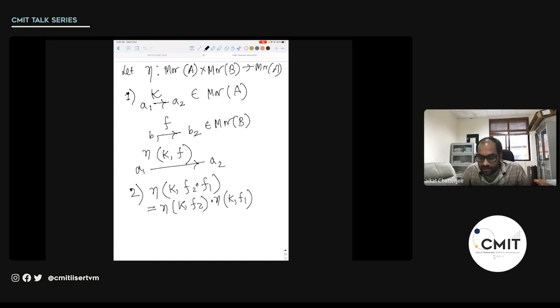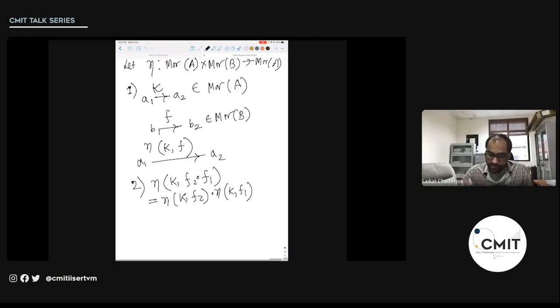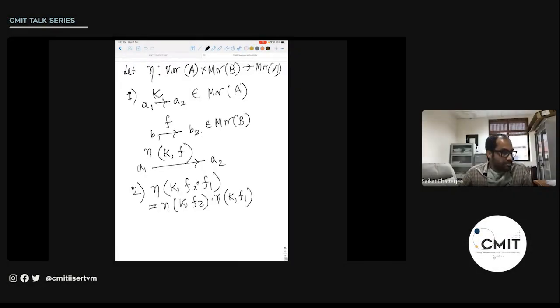So can you see that this relation is actually making sense by condition 1, right? Along with this condition that K1B should give you. So what I was telling is that this relation makes sense because when you take eta K F2 compose F1, the source and target are the same as the source and target of the first entry here. So here the first entry is K and the source and target are the same.